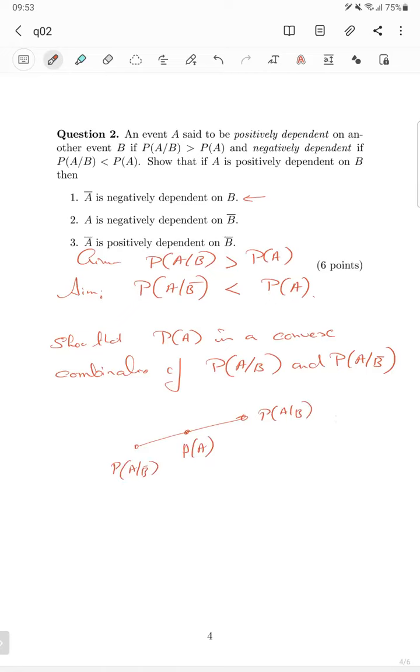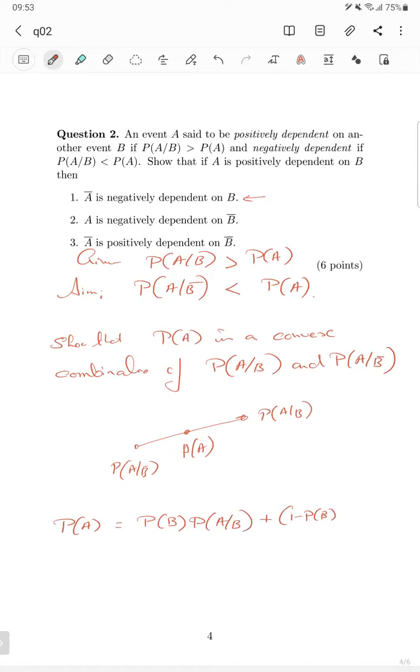I really like that. But how did the expression go? P of A equals P of B into P of A given B, plus 1 minus P of B, into P of A given B bar.